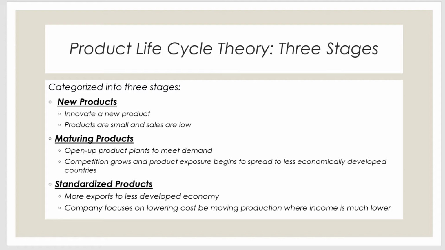Maturing product is when the product has been established in demand in developed countries. This leads to production development to occur as they will need more product plants to meet demands. As well as competition will grow and exposure of this product begins to spread to less economically developed countries.